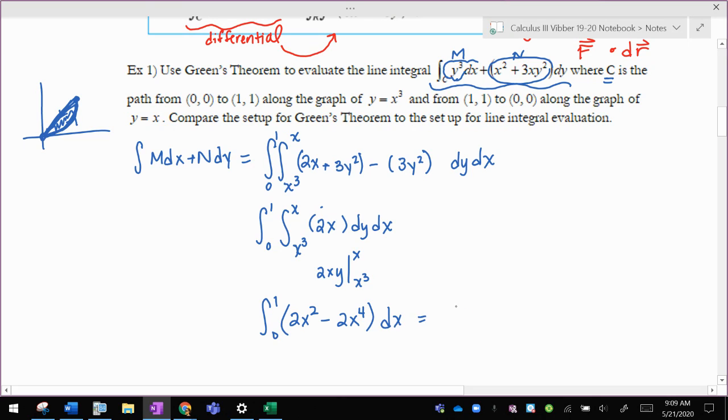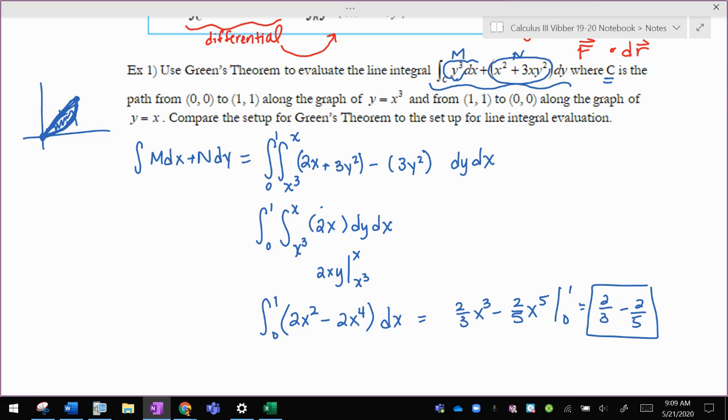And this is pretty easy to do by hand. So 2/3 x cubed minus 2/5 x to the fifth from 0 to 1 is 2/3 minus 2/5, which is some other number. And that's the answer.